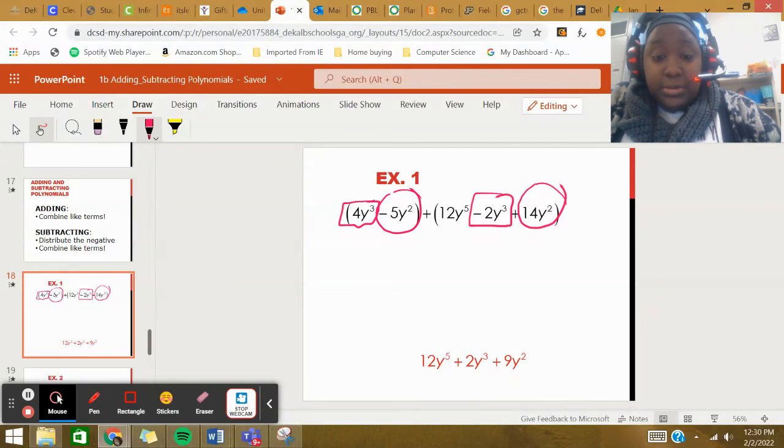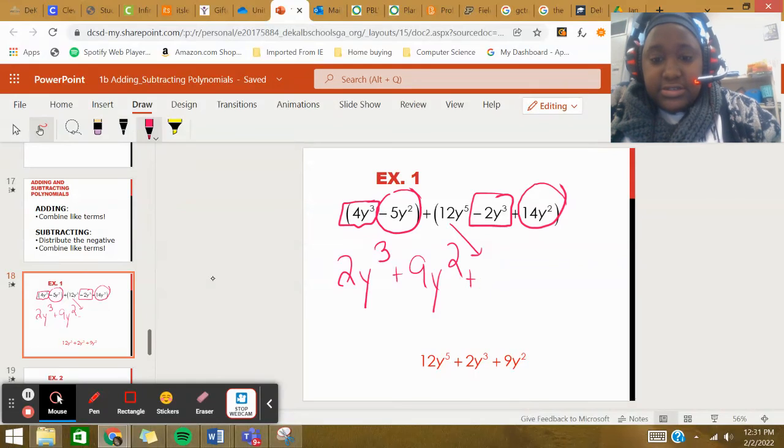Now from here, I'm just going to combine them. So 4y to the third minus 2y to the third is going to give me 2y to the third power. Negative 5y squared plus 14y squared is going to give me 9y to the second power. And then I didn't do anything to this 12y to the fifth, so I'm just bringing it down because I can't make it disappear.